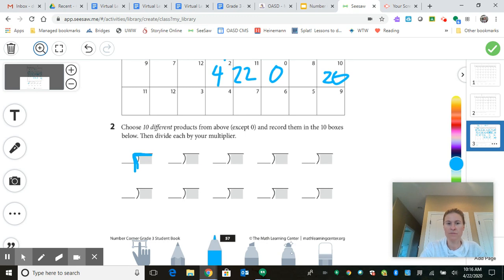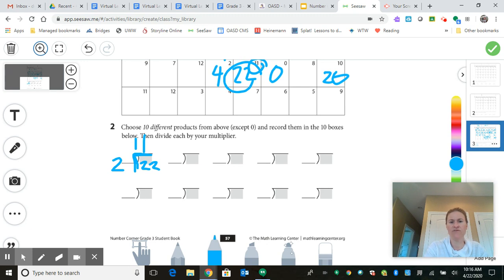So what I'm going to do is I'm going to pick a product from above. So I might pick this 22. I'm going to put it underneath the division symbol. And then I'm going to pick one of the factors, the 4 or the 2. I'm going to pick my multiplier every time, actually. So I'm going to do 22 divided by 2. So how can I have 2 equal groups that go inside of 22? Well, it must be 11.